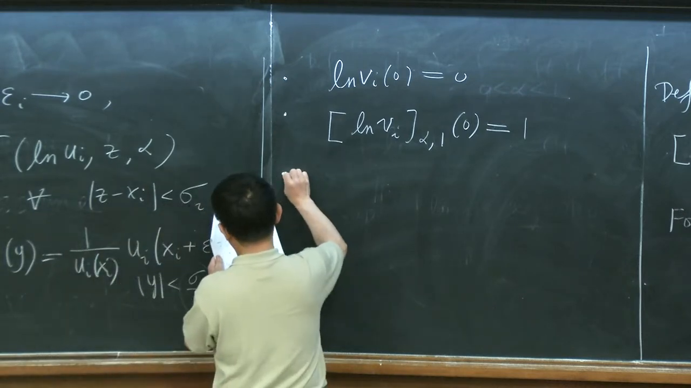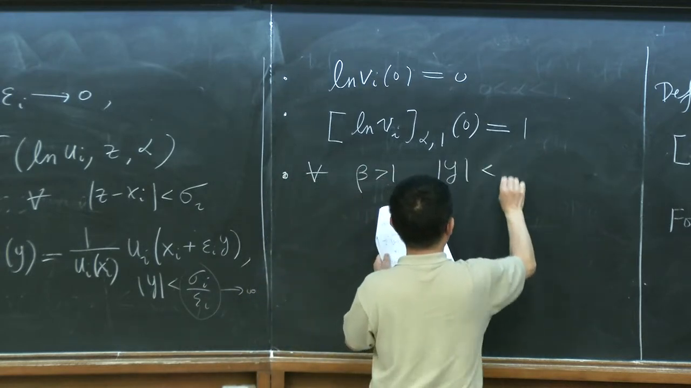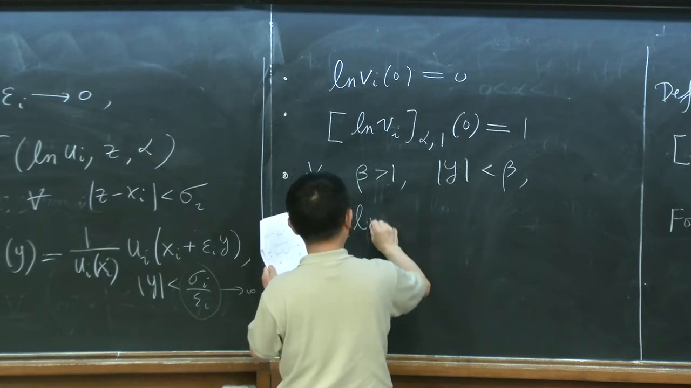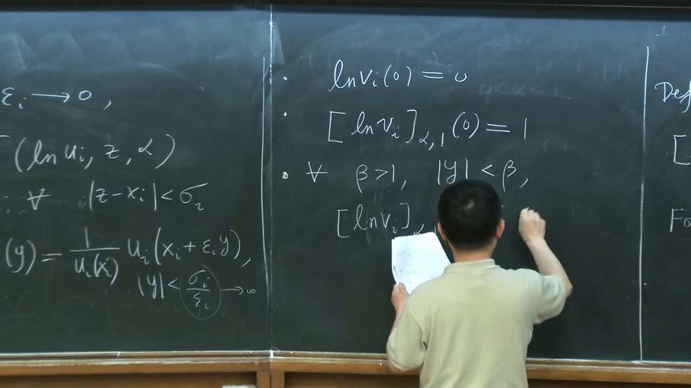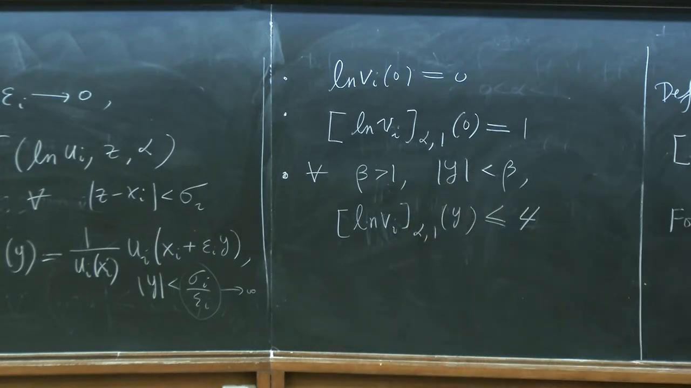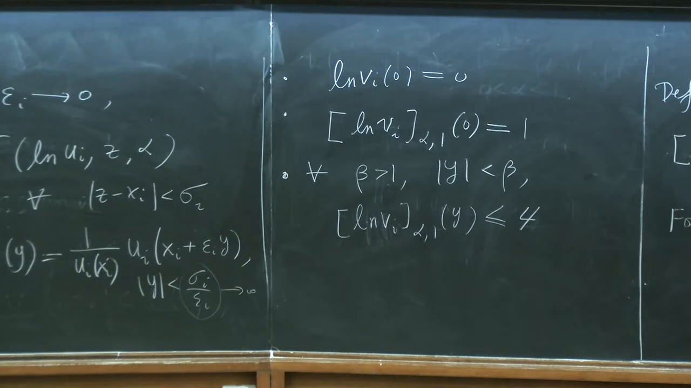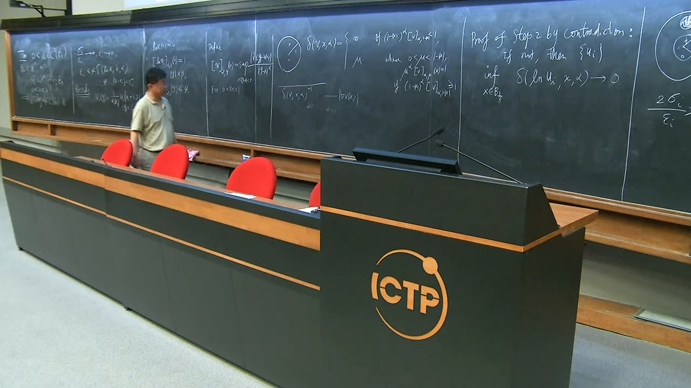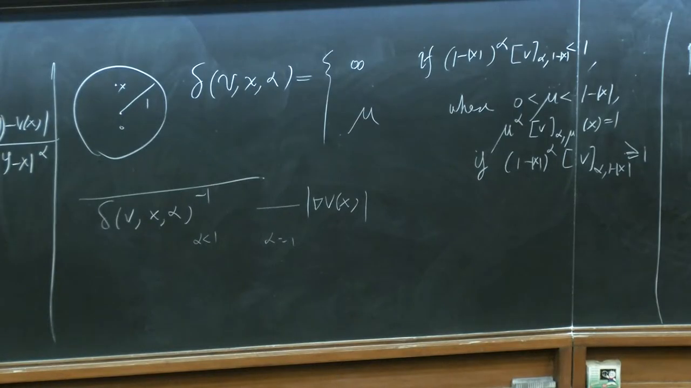And also, for every beta bigger than 1, for y less than beta, this log vi, alpha 1, this quantity is less than 4. So this is chosen because this quantity is bigger than 1/4, and it translates like that. So instead of selecting the gradient as the maximum, we select this holder quantity to be the maximum. So it translates to this.